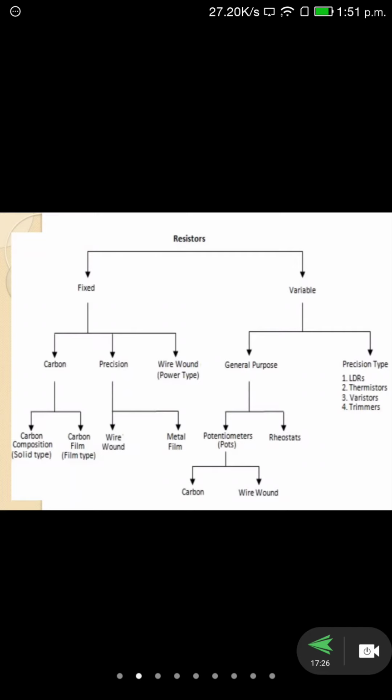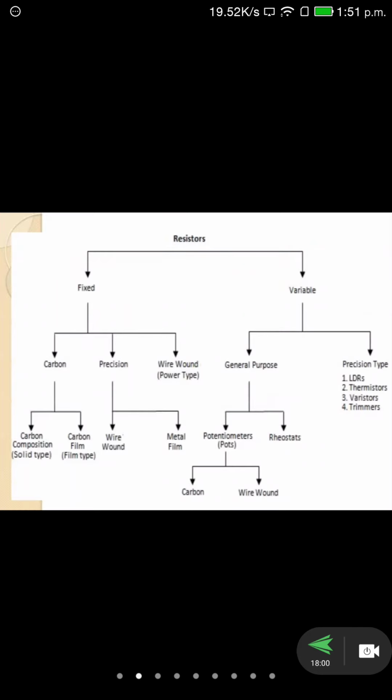Composition, as the word itself says, is a mixing of materials. Carbon and other resistive materials are mixed together and made to form a resistor, which is called a carbon composition resistor. Secondly, carbon film. The film is made up of carbon and it is wound around a lead or a rod. That is called a carbon film resistor.